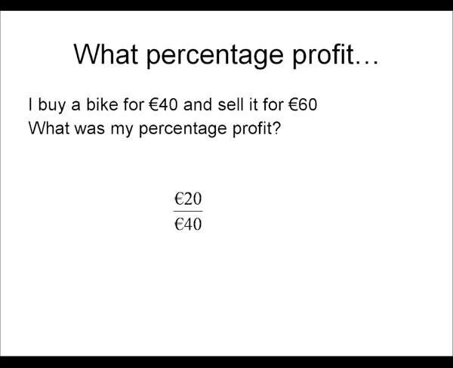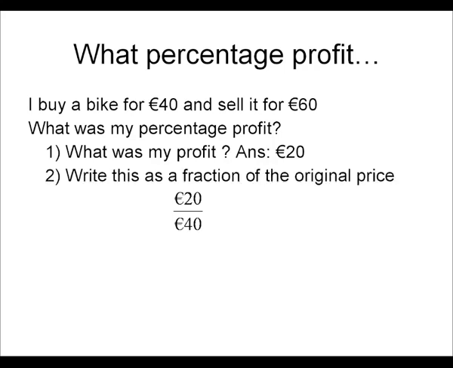So if I buy a bike for €40 and sell it for €60, what was my percentage profit? Well, step one, what was my profit? So I made a profit of €20. If I buy something for 40 and sell it for 60, I make a profit of €20. Then step two is to write this as a fraction of the original price. So the original price was 40, my profit was 20, so I write that as the fraction €20 over €40.